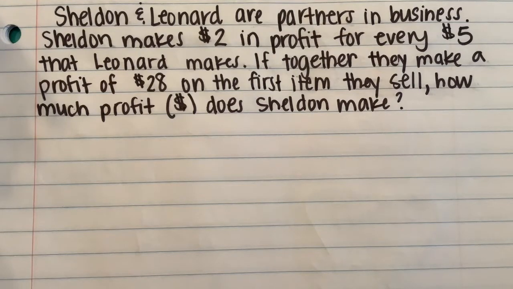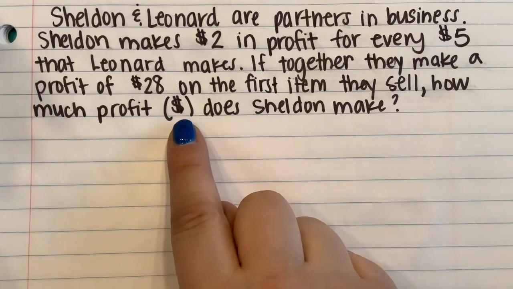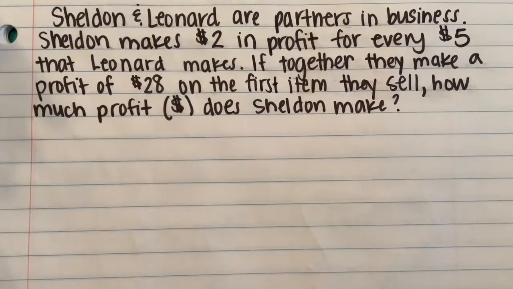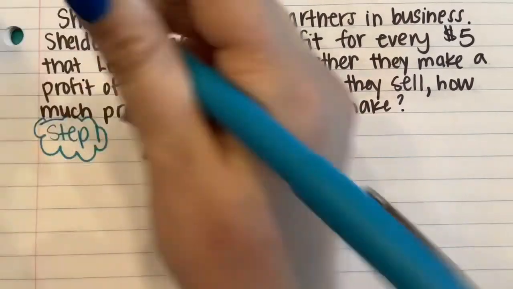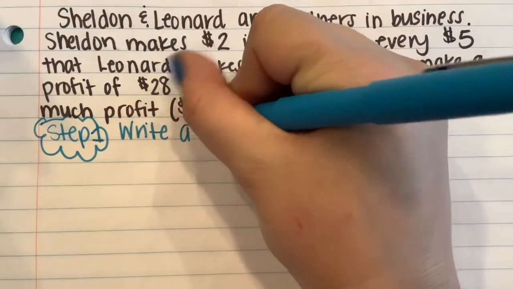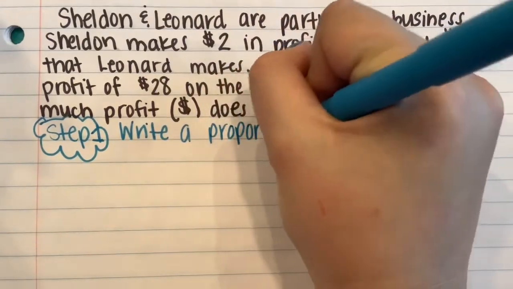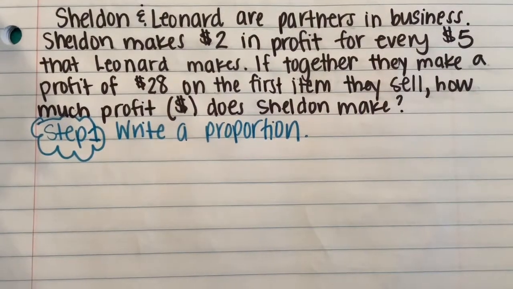So keeping in mind that our final answer will have a dollar sign in it because we're trying to find how much profit. Okay, let's look at step 1, and that's going to be writing a proportion. So here we go. So going back to our vocabulary word, a proportion is an equation that states that 2 ratios or rates are equivalent in fraction form. So this is what we are going to do.